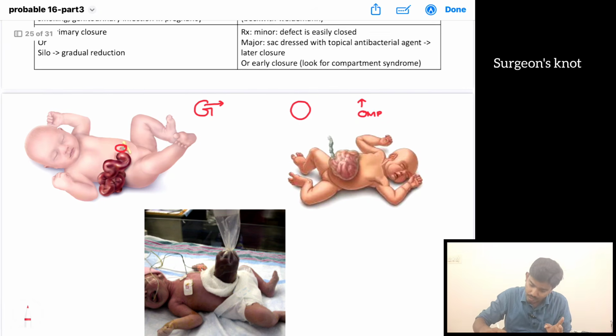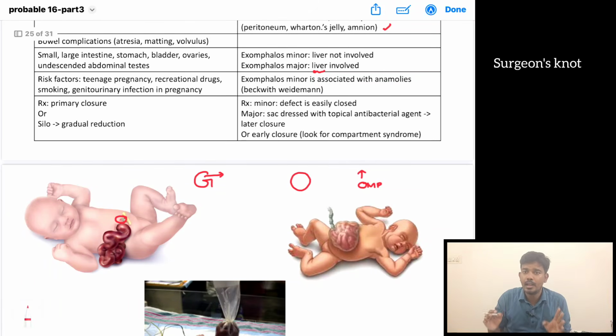Okay, also how are we going to manage? Okay, either primary we can do a closure. Okay, சின்னதா டிஃபெக்ட் இருக்கு, சின்னதா கண்டக்ட் வெளியே இருக்குன்னா we can do a primary closure.